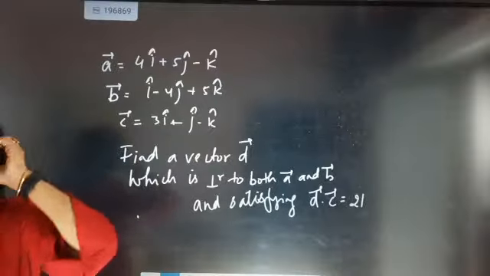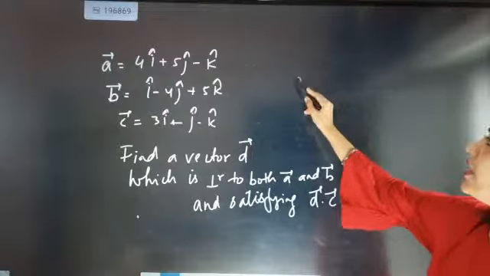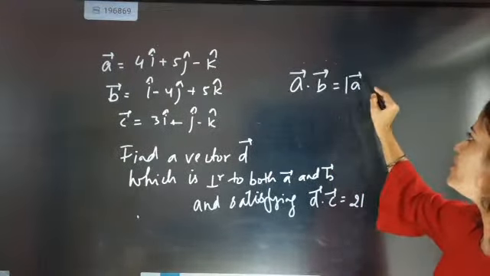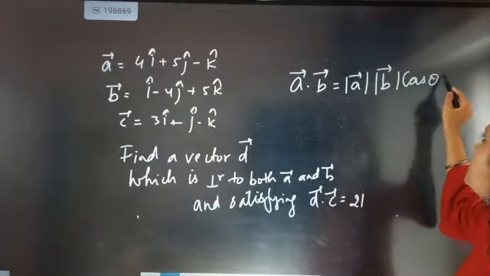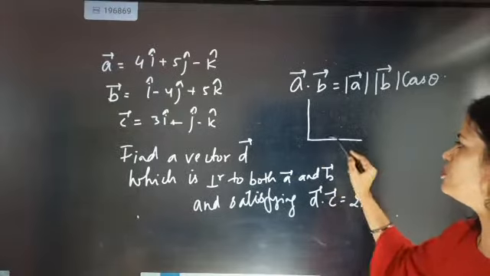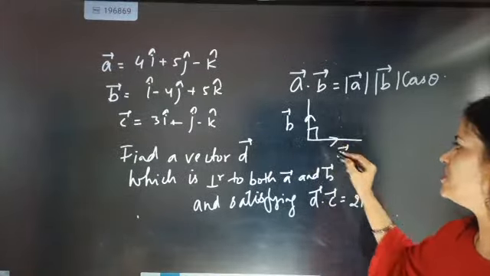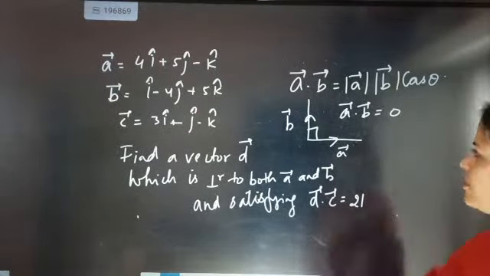Correct, only beta. Perpendicular means cos 90, and cos 90 will become 0. Arjun, a vector dot b vector will be magnitude of a vector times magnitude of b vector times cos theta. When both vectors a and b are perpendicular to each other, meaning they make 90 degrees, then a vector dot b vector will become equal to 0.